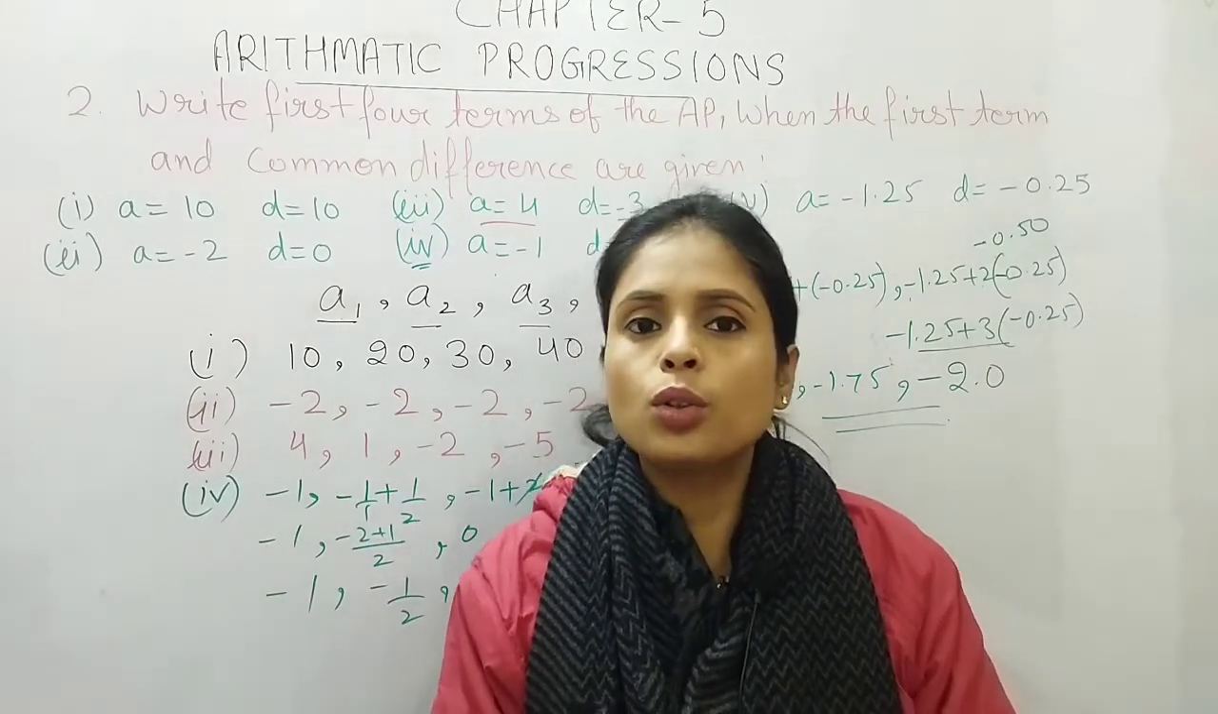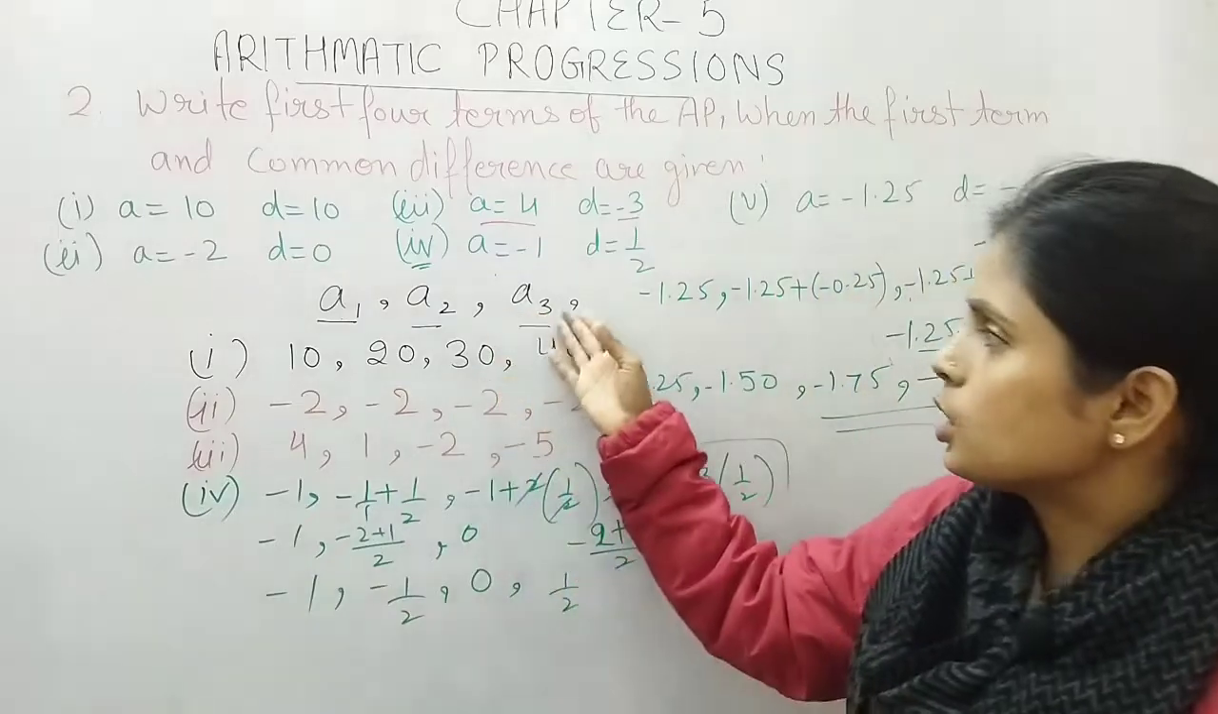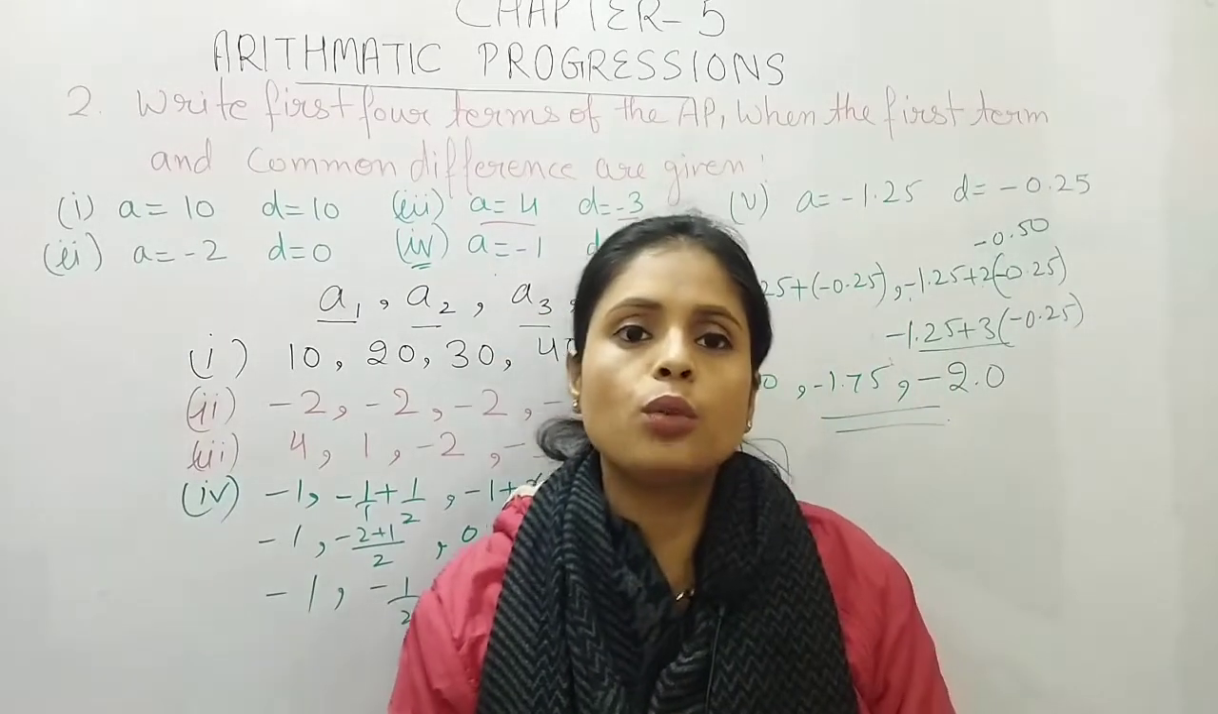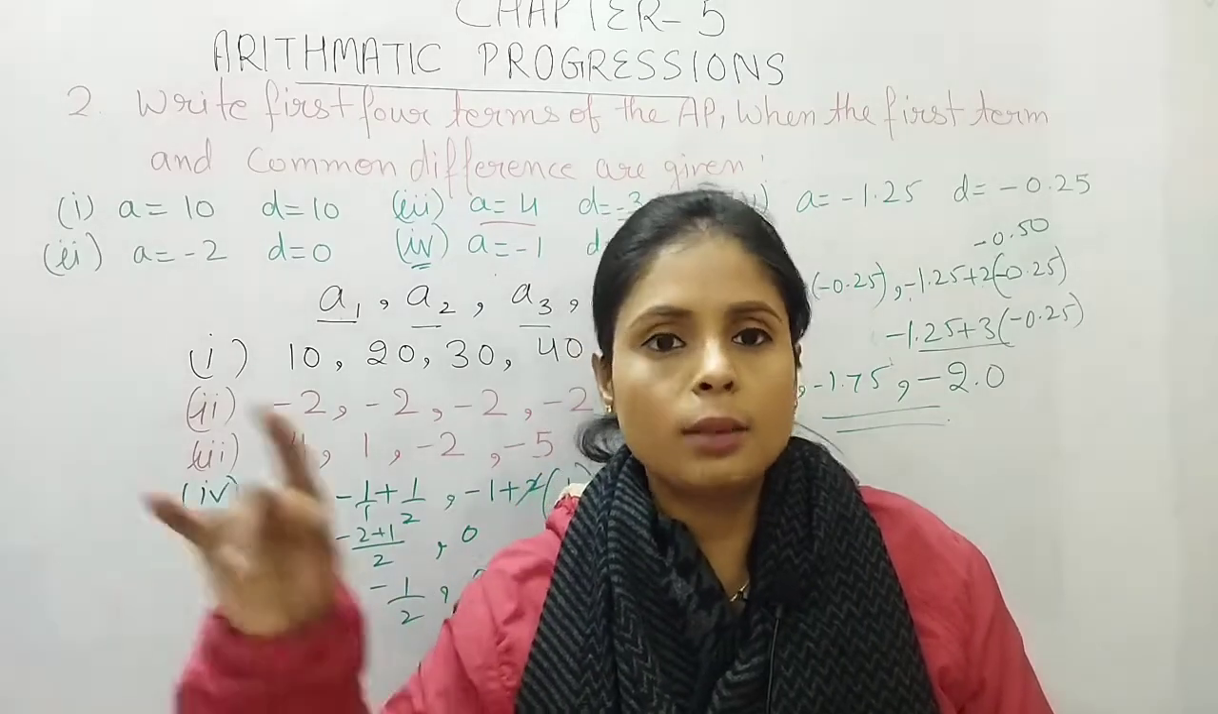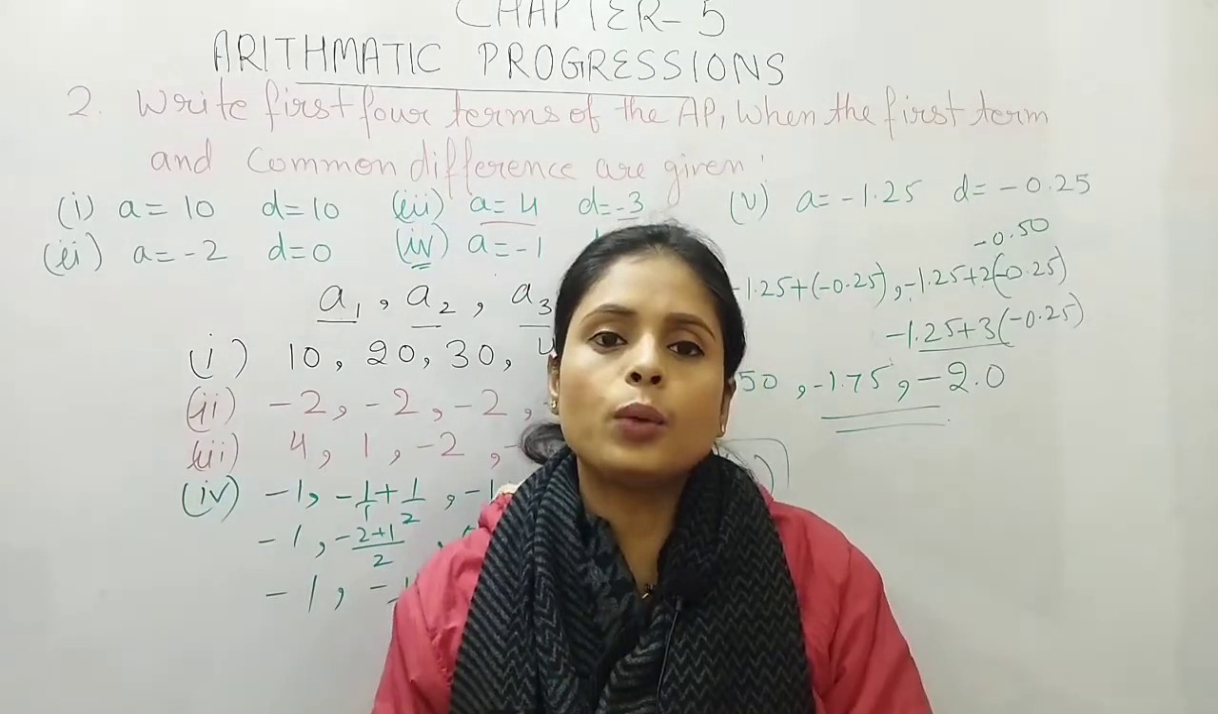We just need to know this basic formula, this one, and then you need to know what A2 is. A2 is A plus D. A3 is A plus 2D. So this is how we can recognize it.